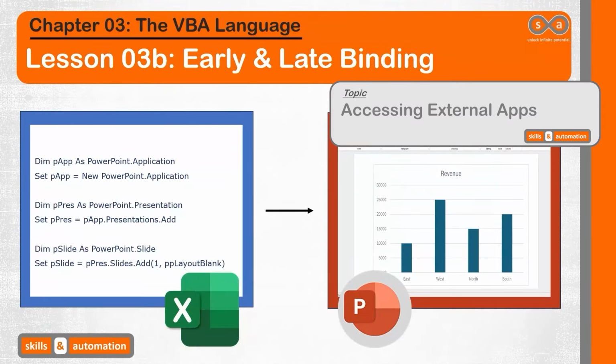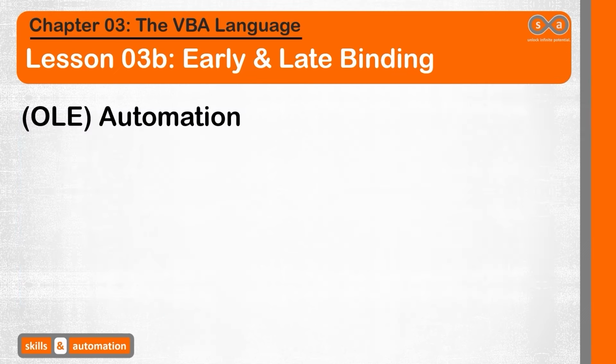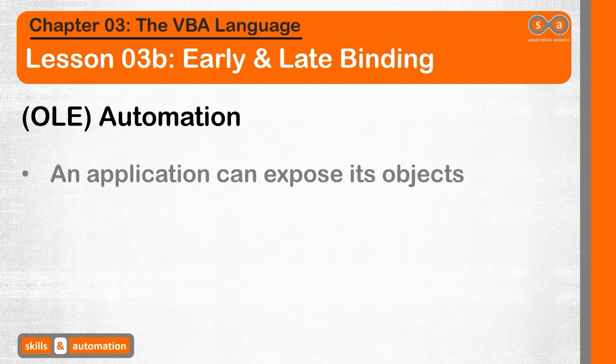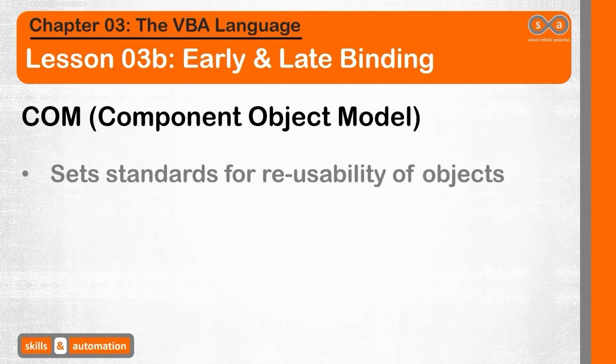Let's take an example where we can write VBA code from within Excel to access the PowerPoint application to create a PowerPoint presentation. This is possible because of OLE automation, now known simply as automation. Automation makes it possible for an application to expose its objects and for another application to manipulate those objects. This reusability of objects is achieved using a standard called the Component Object Model, or COM.